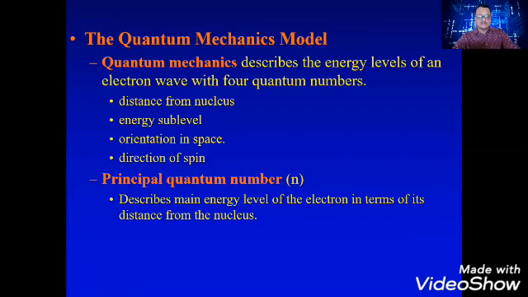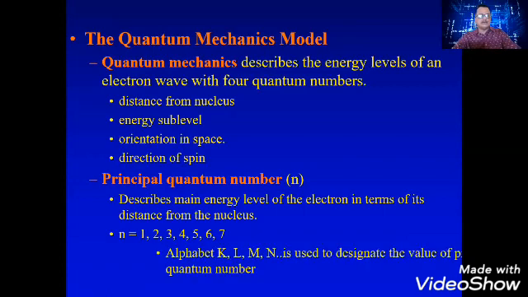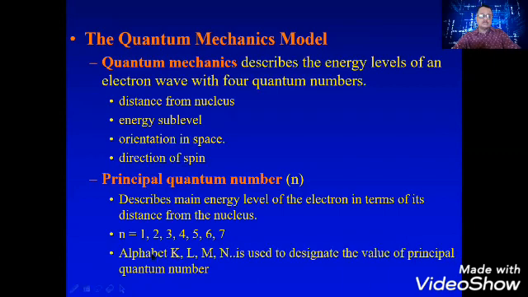As the value of the principal quantum number increases, the electron is farther away from the nucleus and the energy of the electron will increase. So the principal quantum number n may have value 1, 2, 3, 4, 5, etc. When n is equal to 1, the electron belongs to the first energy level, which is also called the K shell. The alphabets K, L, M, N are used to designate the values of the principal quantum number. So n equal to 1 means the first energy level closest to the nucleus, called the K shell. n equal to 2 is the second energy level, represented by the alphabet L. So L shell means second energy level, M shell means third energy level, and so on.